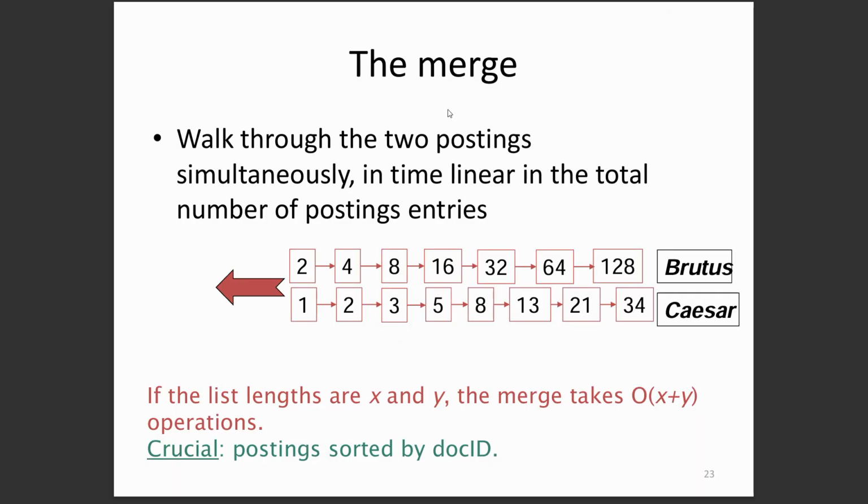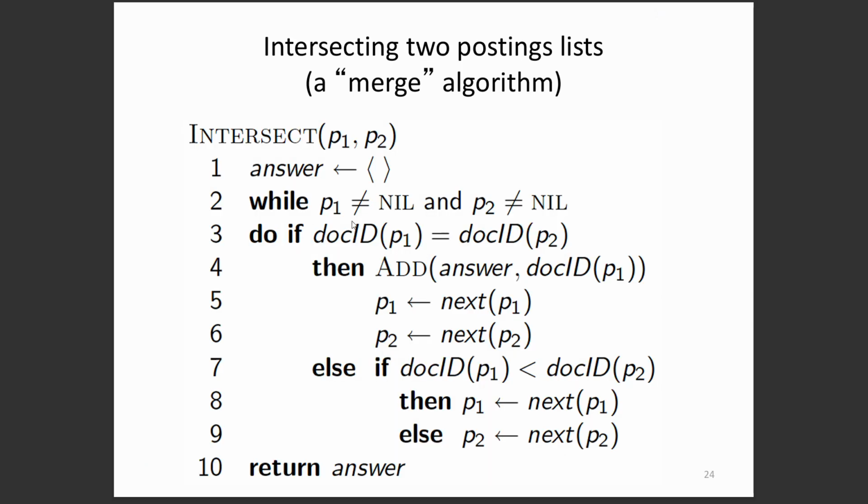Now, the merge algorithm. We walk through the two posting lists simultaneously, in time linear in the total number of posting entries. If the list lengths are x and y, then the merge takes O(x + y) operations. Now we come to the merge algorithm itself: intersect(p1, p2), where p1 and p2 are the posting lists. The answer is initially kept as null. While p1 is not nil and p2 is not nil, meaning we still have document IDs in both, do: if docID of p1 equals docID of p2.